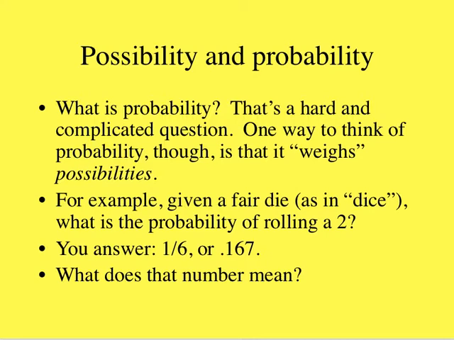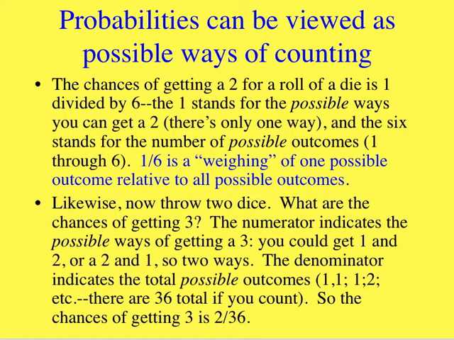So possibility and probability. What is probability? That's a hard question. So rather than get at that first, we're going to talk about possibilities, and we're going to use the tossing of dice. Dice is 2, die is 1, right? The tossing of that is an example. So think of tossing 1 die, 2 dice. If you want to know what's the probability of something, like for instance, what's the chances of getting a 5 when you roll it, we say it's 1 out of 6, right? Why is that? Well, probabilities can be viewed as possible ways of counting. That's how it comes about.